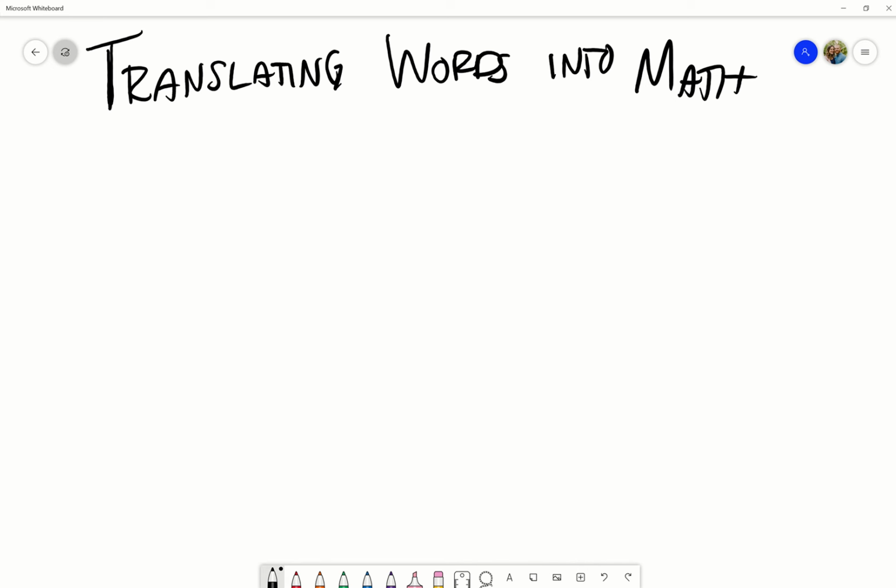words actually are saying. So if we think about math, we have four basic operations of math. First, we have addition, and then we have subtraction, and then we have multiplication, and then we have division. Those are our four basic operations of math. When we talk about translating words into math, we want to think, what words do we know that mean addition?